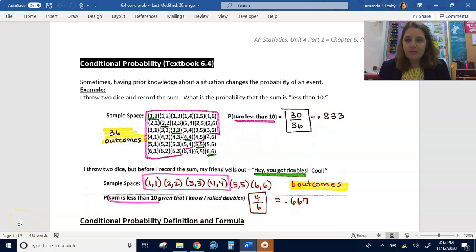Hello, this is section 6.4 in your textbook. It's about conditional probabilities. So this video is for all of my quarantined and e-learners out there. So today we're going to talk about conditional probability.